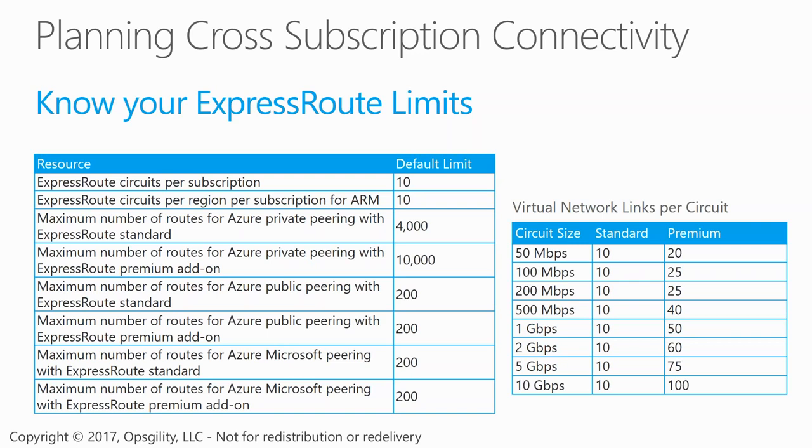So these are a couple of tables that just come right from the Azure documentation. So there are limits specific to ExpressRoute, if that's the mechanism you're using to connect virtual networks in different subscriptions. And there's also limitations around the number of virtual networks that can be connected based on the bandwidth you choose in your ExpressRoute circuit.